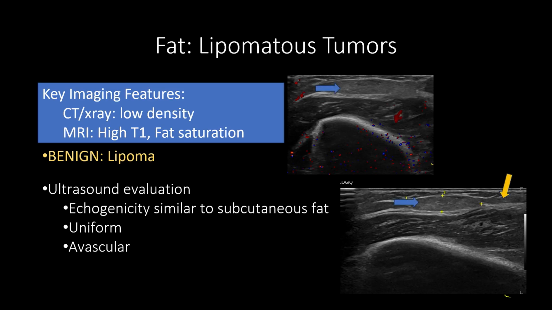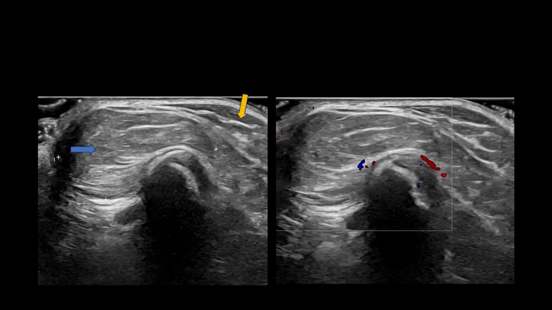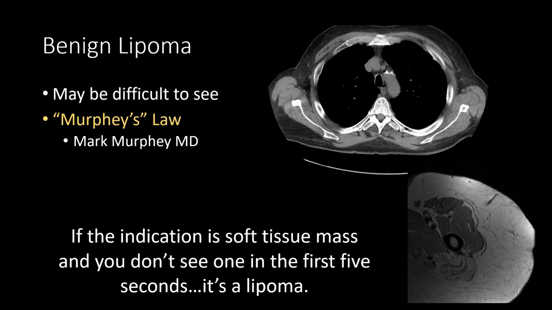Ultrasound can be very helpful. Again, cysts and lipomas are the only time we can really make a differential of soft tissue tumors by ultrasound. You're going to see echogenicity very similar to subcutaneous fat. It's going to be uniform and avascular. I loved this one because it's so similar to that subcutaneous fat. You can see this oblong lipoma around the elbow, identical to that subcutaneous fat.